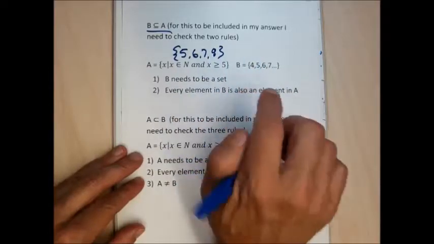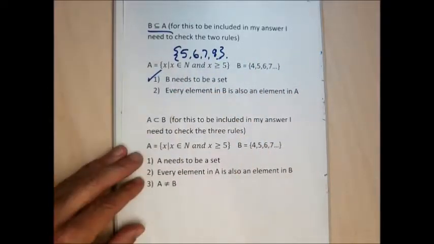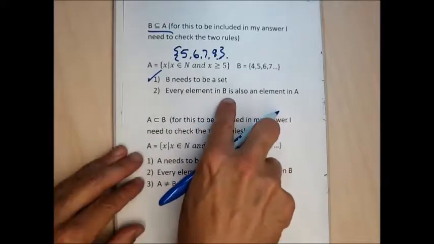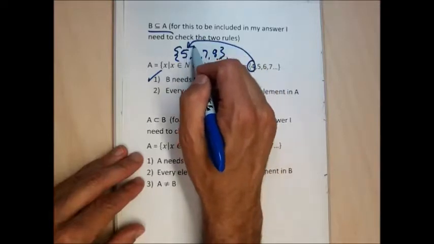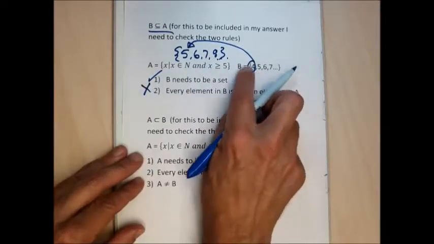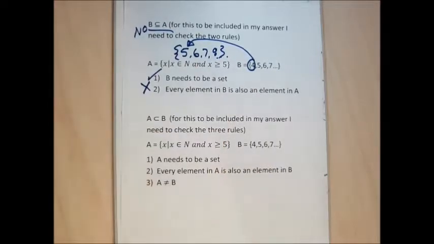For B to be a subset of A, B needs to be a set. It's in set builder notation, so it's a set. Also, the second rule, every element of B needs to be in A, and this is where it breaks down because there's a 4 in B that's not in A. So the second rule gets violated, and that symbol won't be in my answer.